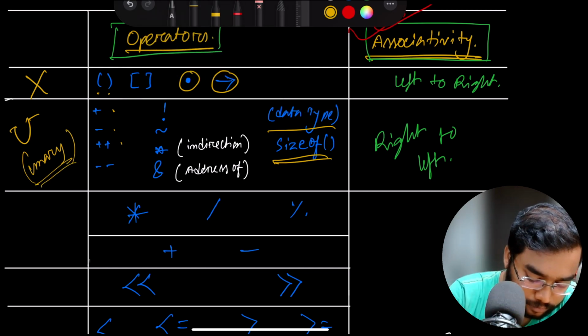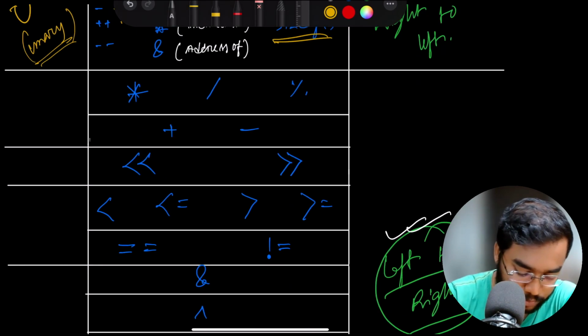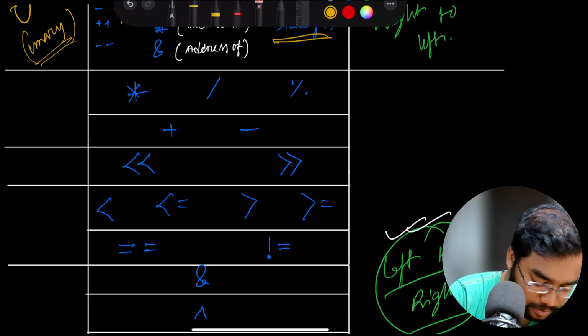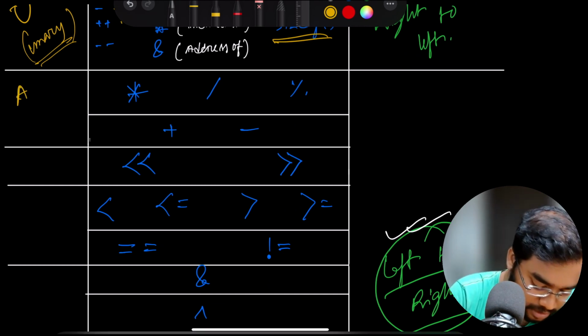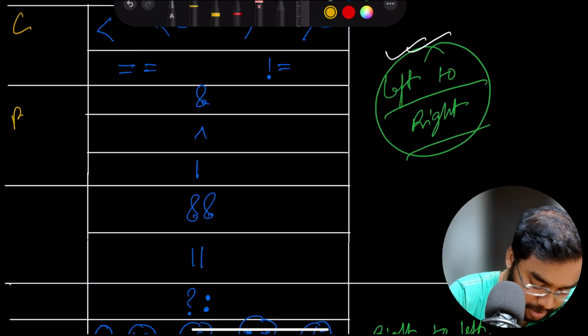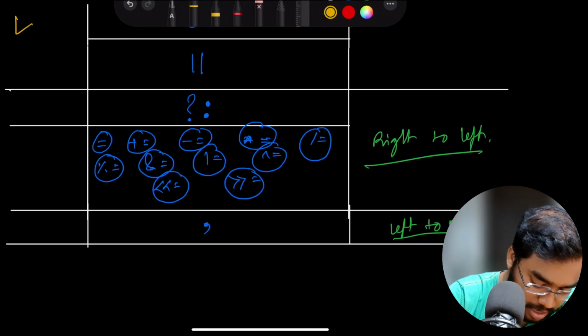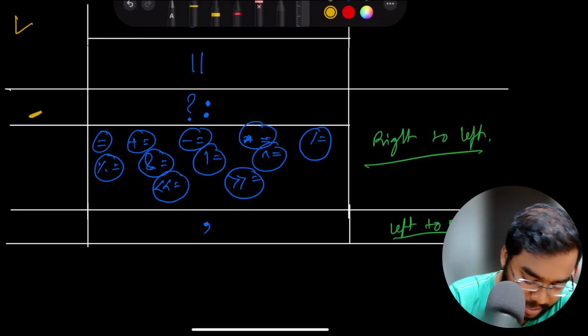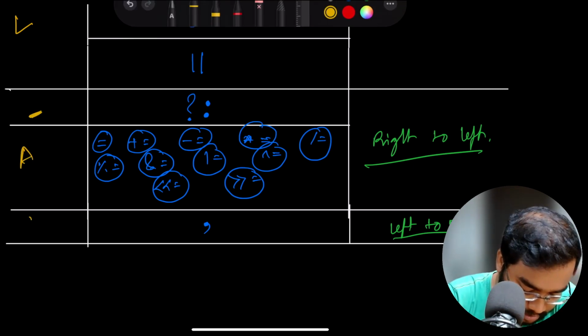Now let's talk about this one. These are called arithmetic operators. So here I am writing A. These are shifting operators. These are comparison operators. These are Boolean operators. These are logical operators. And we are having a blank here. And this is another A, and this is another C.